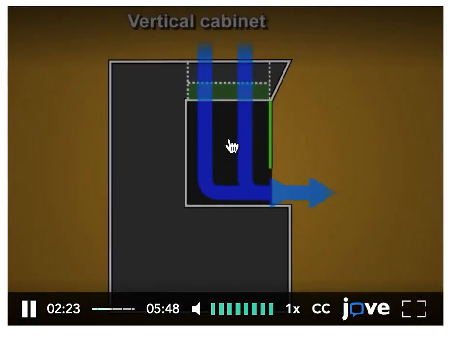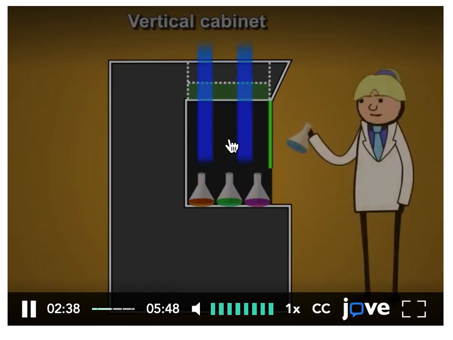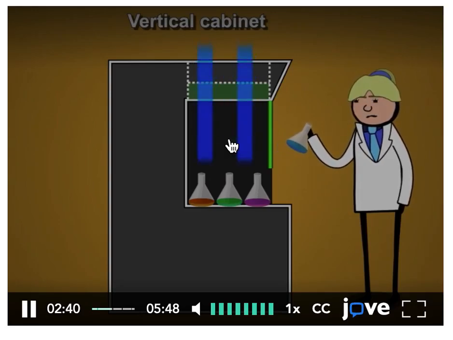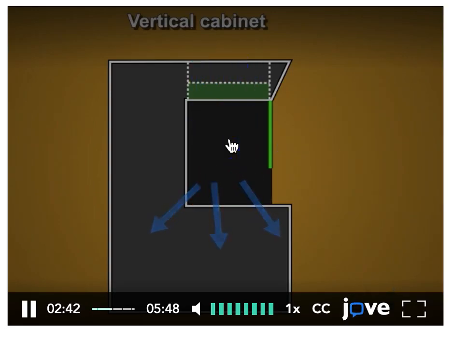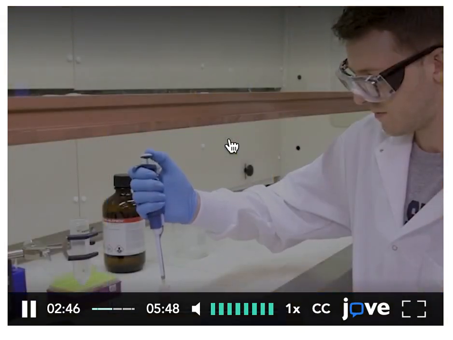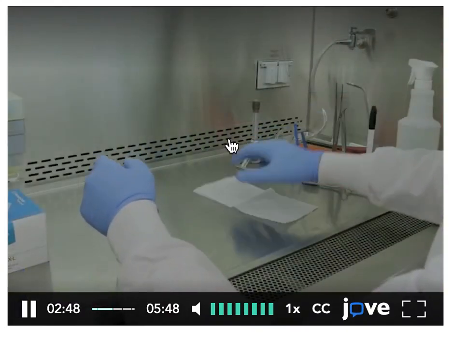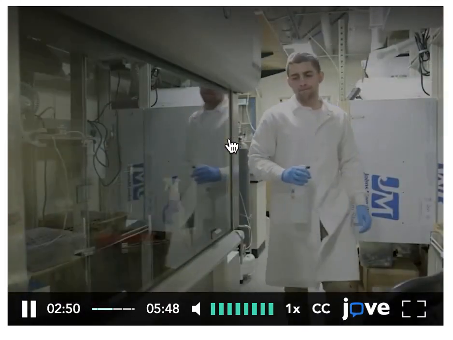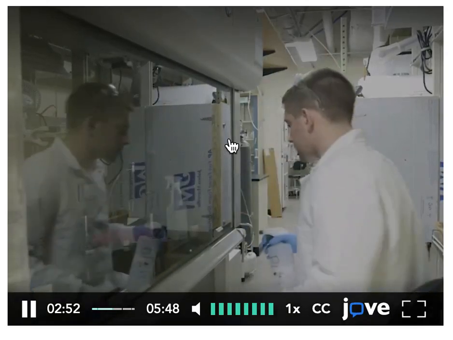In a vertical cabinet, the air is directed from above onto the workspace and then out past a sash. As this type of flow directly contacts the surface of the workspace materials, it helps to prevent cross-contamination. However, the sash can restrict hand movement, and the airflow is more turbulent than in a horizontal cabinet. Now we will show you how to use these workspaces in a laboratory setting and how to perform basic maintenance.